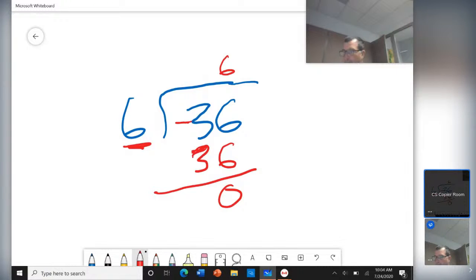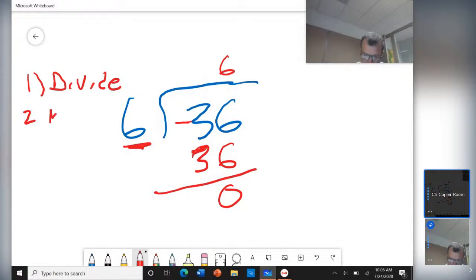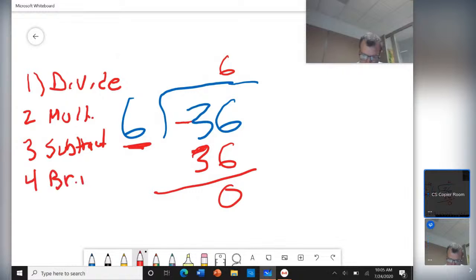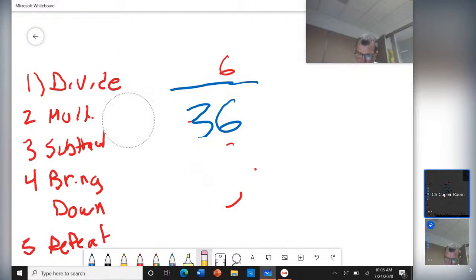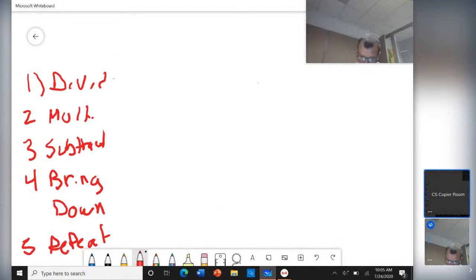So one thing you guys can remember, one of the things I've told people to help remember what to do. So the first thing you're going to do is you're going to divide, and I'll show you how this works. Then you multiply, 3 is subtract, 4 is bring down, and 5 is repeat. And those are pretty much the steps to do division. So let's do another one here.